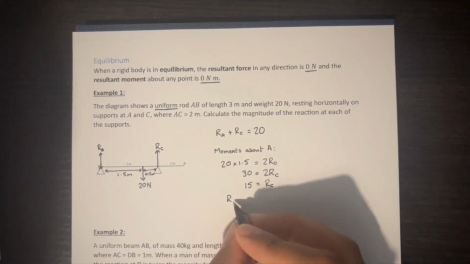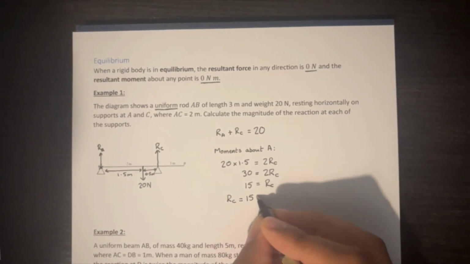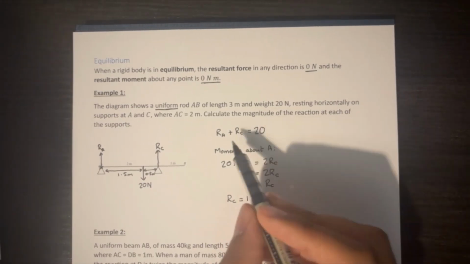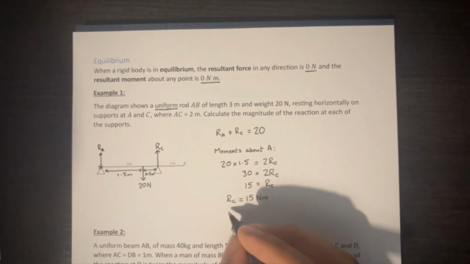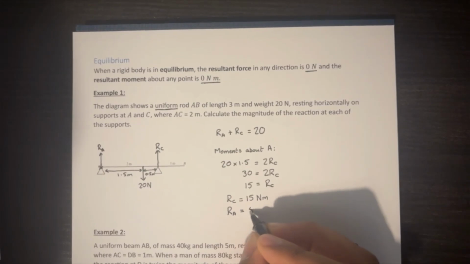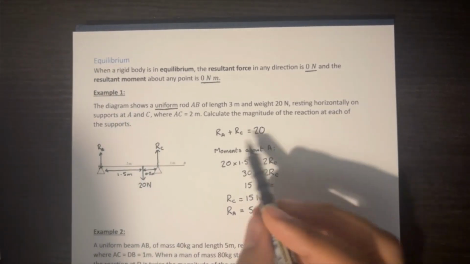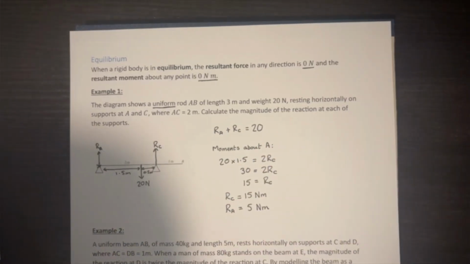So the reaction at point C is equal to 15 newtons. And then as a result of that, the reaction at A plus the reaction at C is 20, it follows that the reaction at A must be equal to 5 newtons, because then those two add to make our 20.